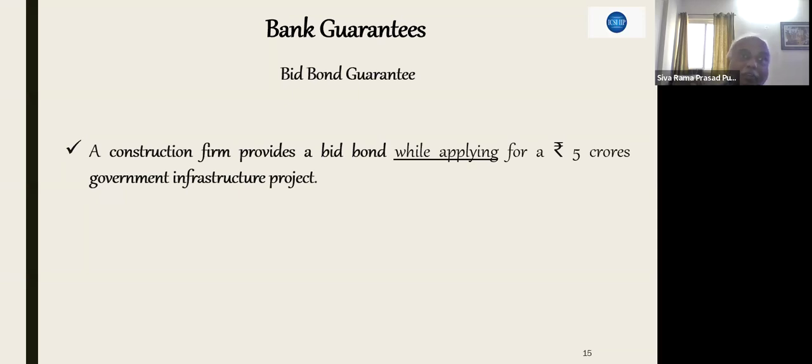A construction firm provides a bid bond while applying for a 5 crore government infrastructure project. For that also, in a bid bond, whenever I am participating in the bid, I have to give the guarantee. Then only my name will be included in participation. Otherwise, they don't allow. If these riders are there, then the repetition process will be controlled.